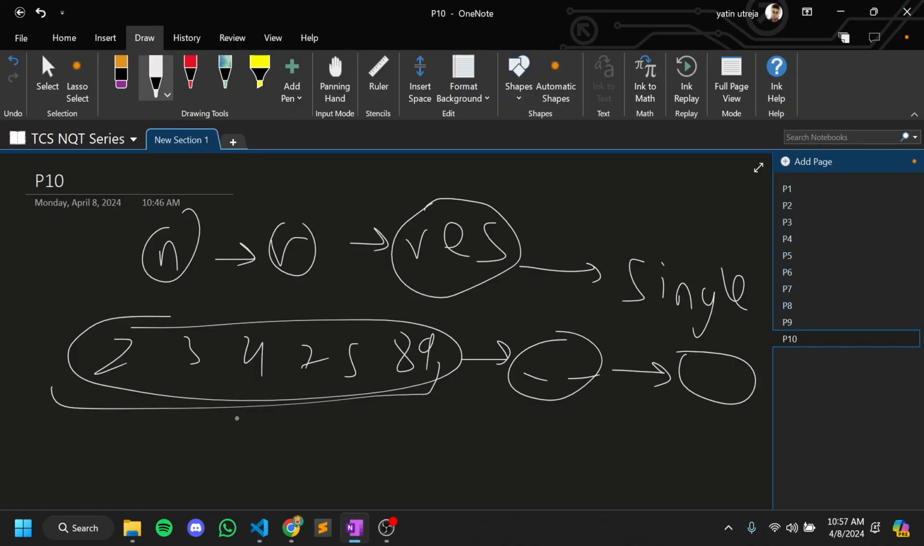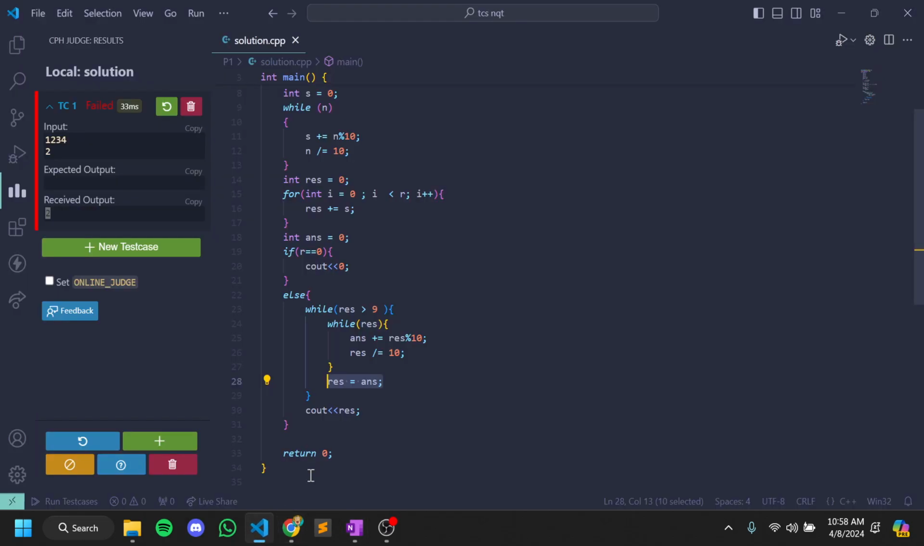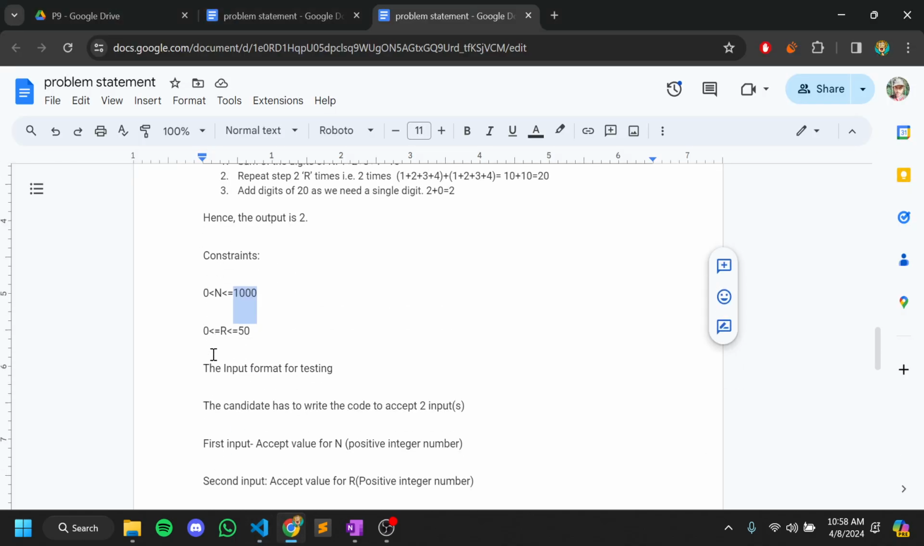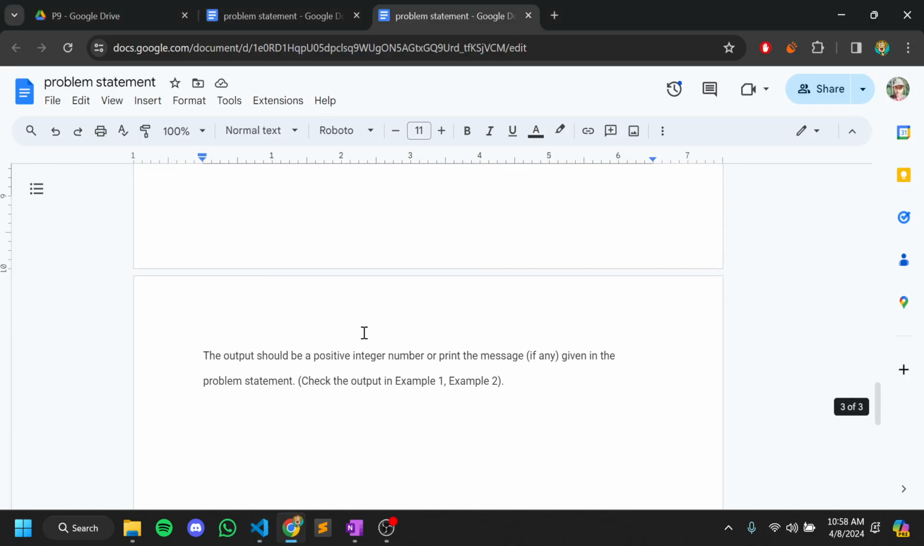So basically, after adding all of these digits, I might get something. This is initially answer, but after getting the answer in the while loop, I'm setting the answer to be res, so that we can repeat the loop once again. So yeah, pretty standard problem, a little bit tougher than all the previous problems in this sequence. So yeah, all the best.